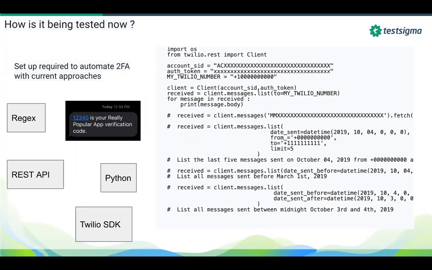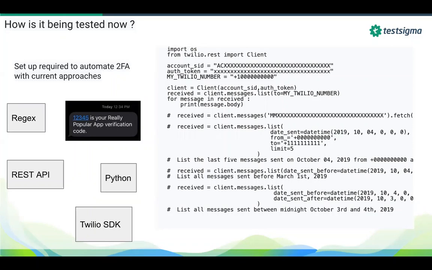So what we'll do is we'll go ahead and see how we make it very simple in Testsigma. And within, I'd say, under a minute, you can write a simple test, which goes ahead and fetches an OTP from a mobile number that we provide to you at no additional cost.